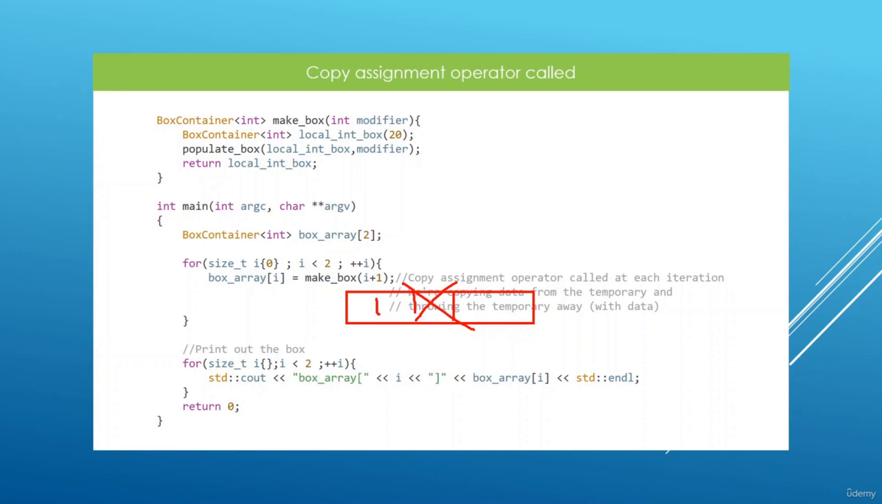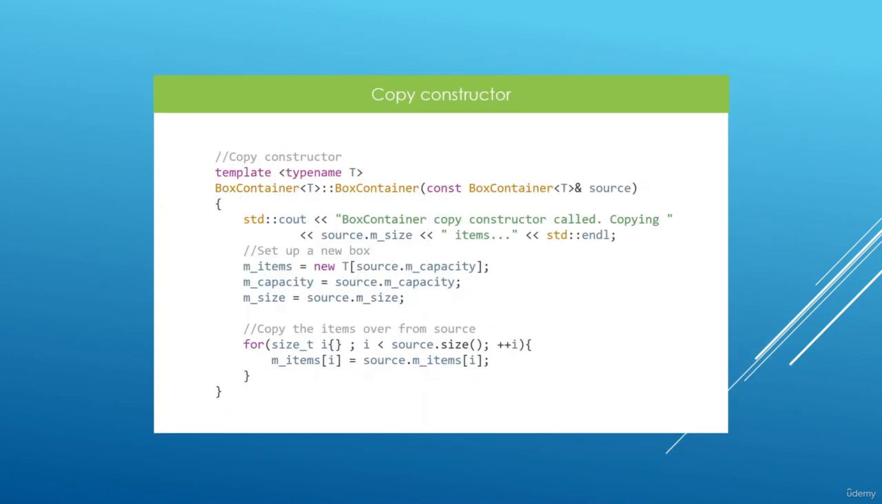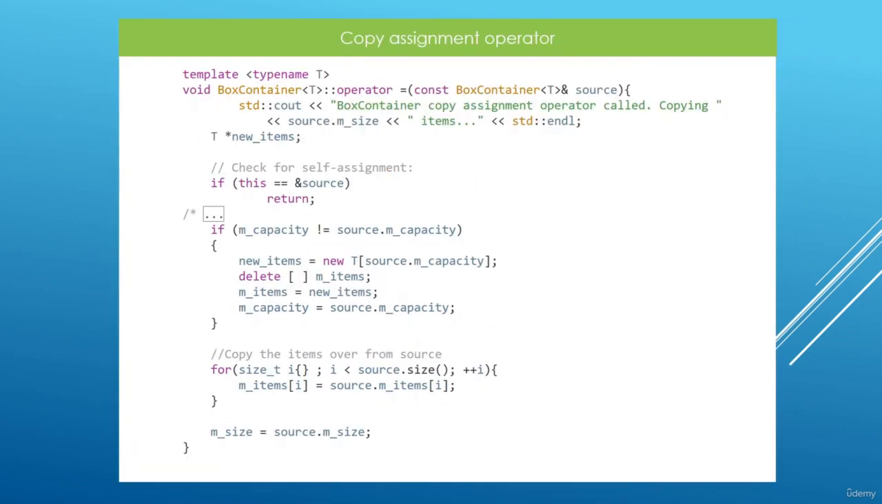And hopefully you can see that this is going to be wasteful because we are using the copy assignment operator here, which is going to copy from the temporary object. And after we do the copy, the temporary object is going to be thrown away, and we don't really want that. This is going to cause these problems because we will be using our copy assignment operator, which is what we see here. It is going to take a box container object as a parameter here.